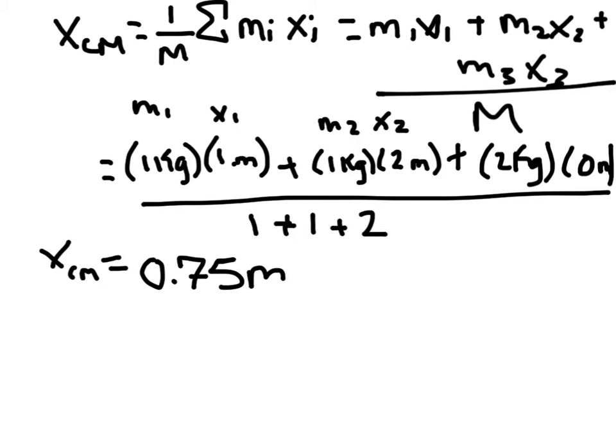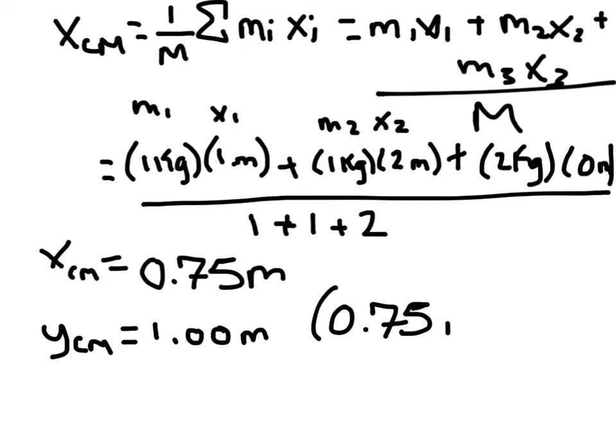Guys, we can do the exact same thing for the y direction. If we do the same thing for the y direction, our center of mass in the y direction is going to give us 1 meter. So if I want to write my center of mass in vector notation form, that's going to give me 0.75 i-hat plus 1 j-hat, and that will be in meters.